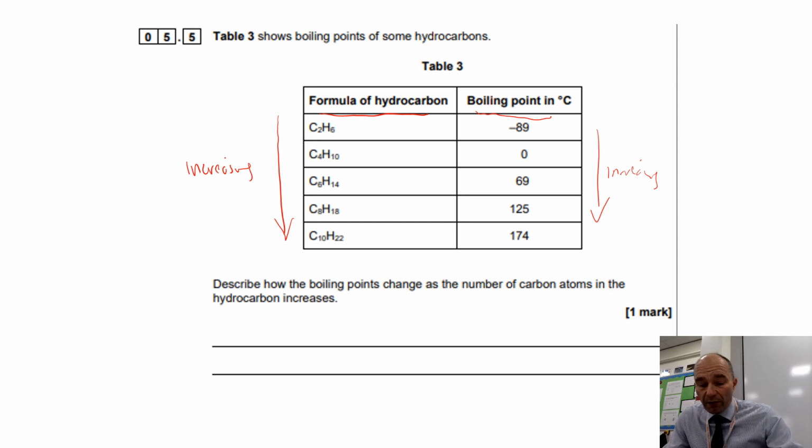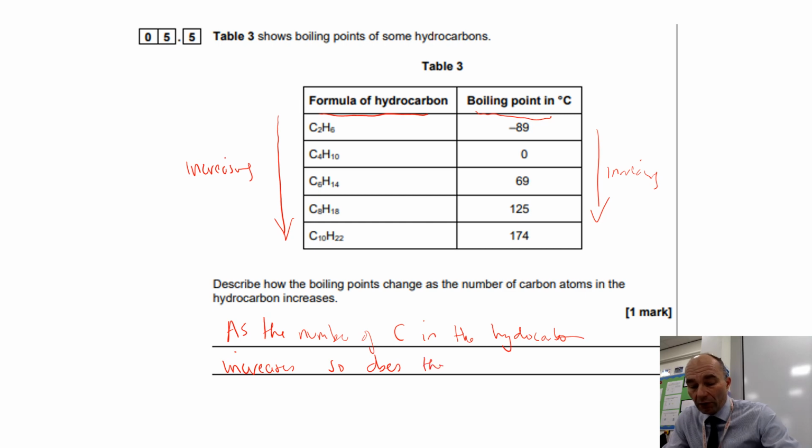So how do we describe this? So as the number of carbons in the hydrocarbon increases, so does the boiling point. And there's your mark.